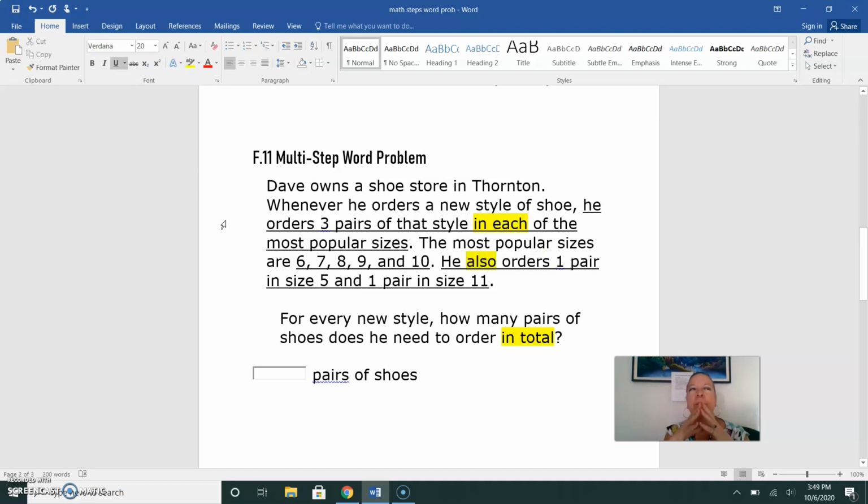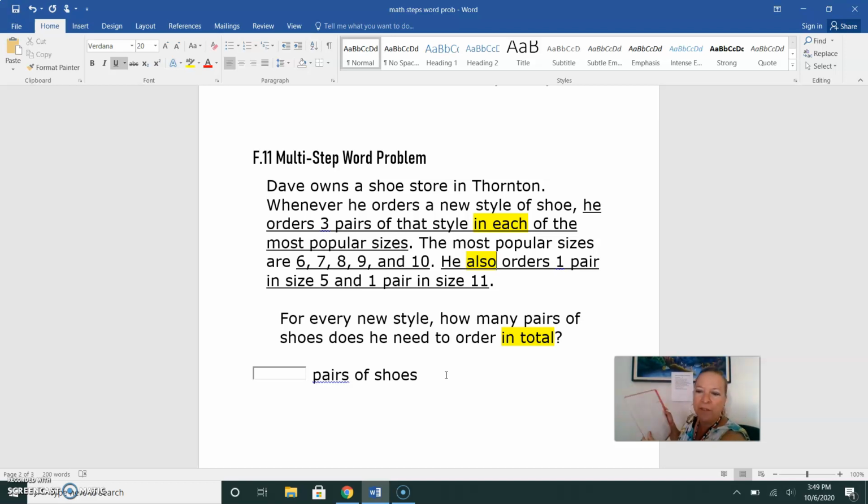Anybody know which operation we should be using? I would say we probably need either adding or multiplying. So for this one, we are going to be doing a little bit of both. You can either add or you can multiply. So what we would do next is draw the problem. So I'm going to get my marker and my paper. Go ahead and grab yours. Here we go. We're going to draw.